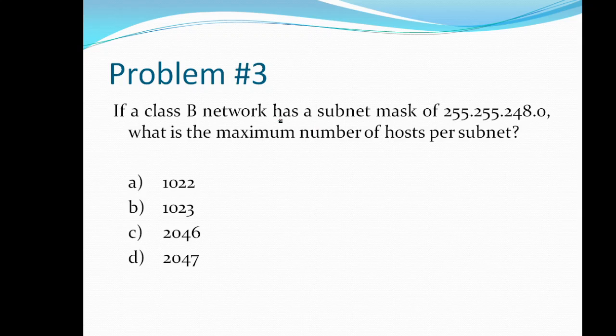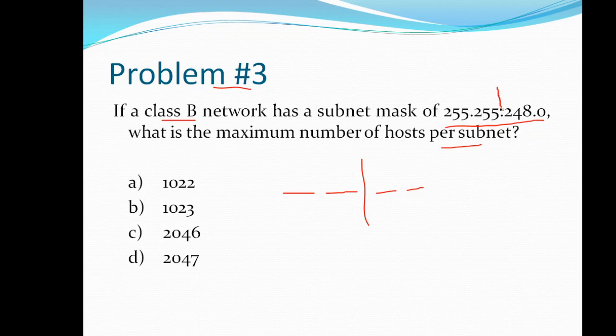Okay, now coming to the third problem. This is most of the time repeating in the ESET question paper. If a class B network has a subnet mask 255.255.248.0, what is the maximum number of hosts per subnet? They are saying that it is a class B IP address. So for class B, the default subnet mask is 255.255.0.0, right? So for class B, the first two octets represent the network ID part and the next two octets represent the host ID part.